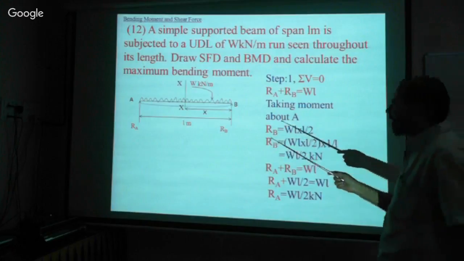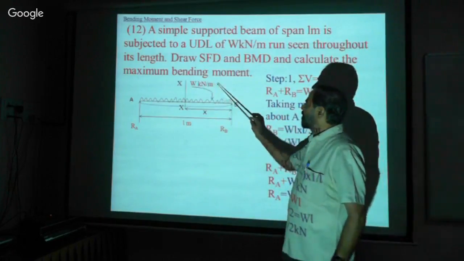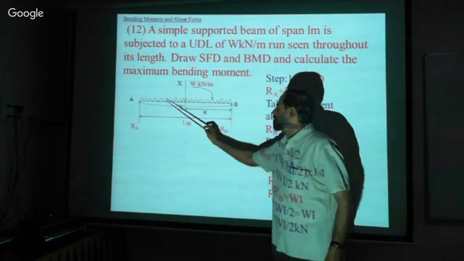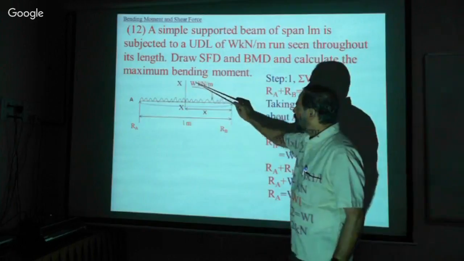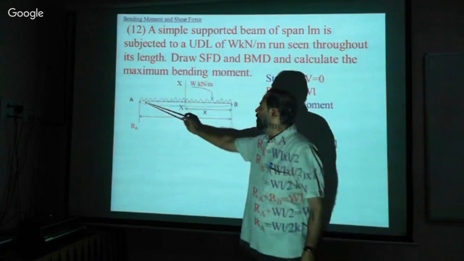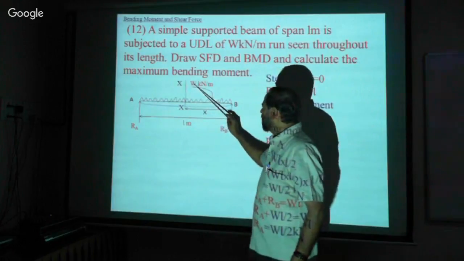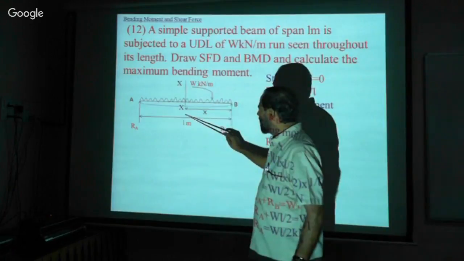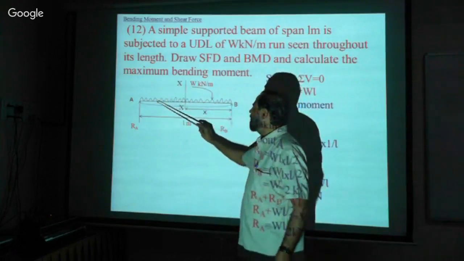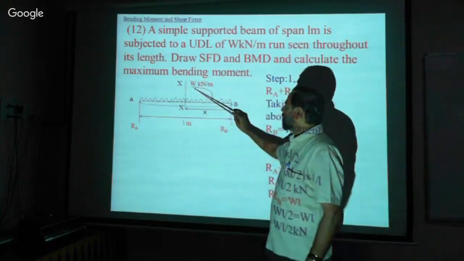Now, as usual, it is W kilonewton per meter. The load is acting over the entire span. Therefore, total load is equal to W multiplied by L, WL kilonewton. In 1 meter distance, W kilonewton. Another 1 meter distance, W kilonewton. Like that, depending upon the distance, total distance multiplied by W kilonewton.